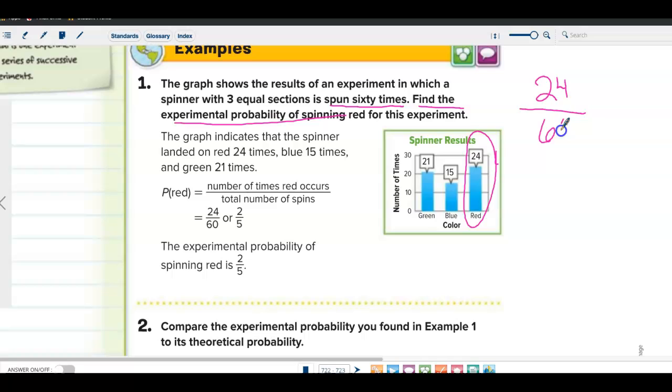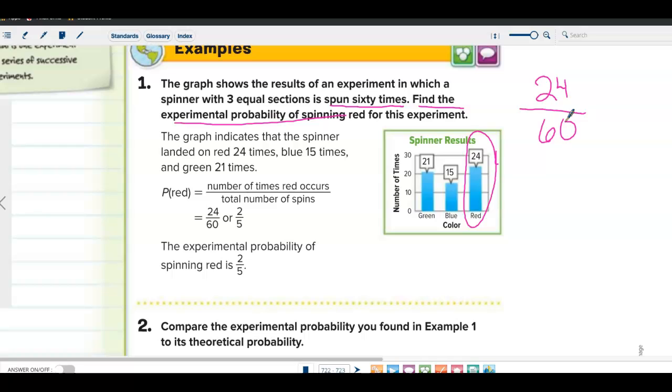What could we have done if our problem didn't tell us how many times it was spun? You could have added up all that it landed on, right? Because you only had those 3 options, so that would give you the total number of times spun. But it was nice that they gave us the answer. Wait, but what if they didn't have either of them? Would we put it over 100? Well, we wouldn't know the experiment results then, right?